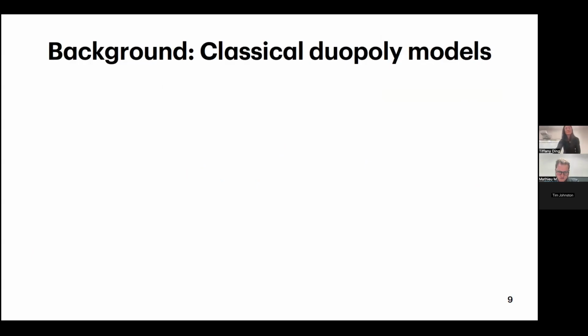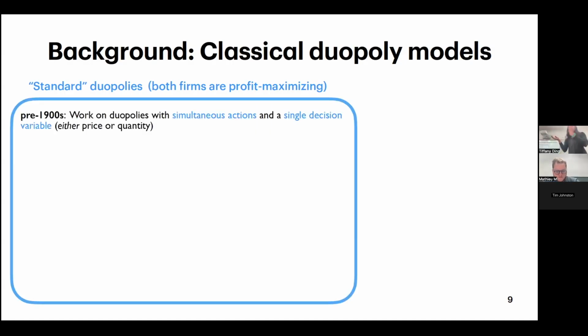Before describing my model, I'll talk a bit about some duopoly models that have been studied in the past. First, standard duopolies, where both firms are profit maximizing firms. Very early work looked at duopolies with simultaneous action, where both players act at the same time, and in these models you have a single decision variable.